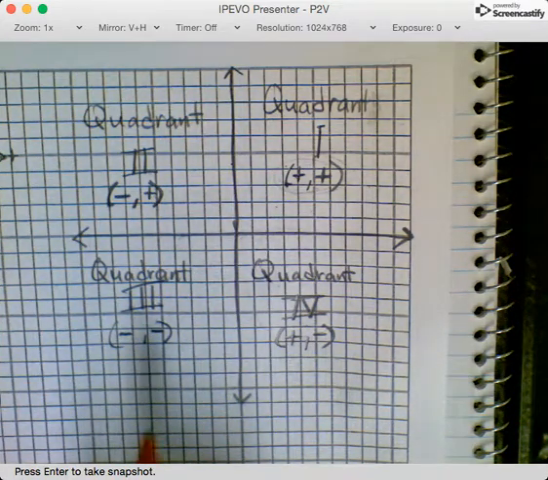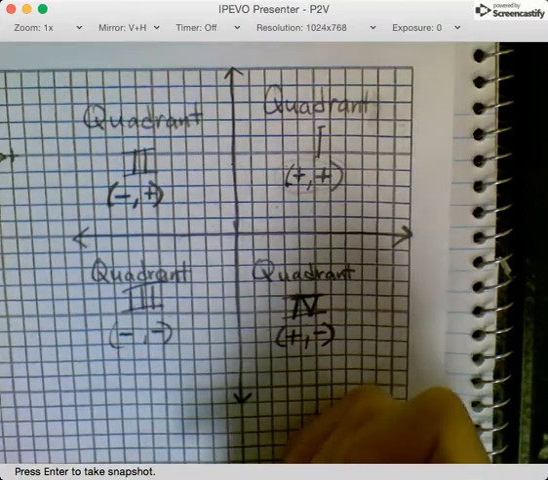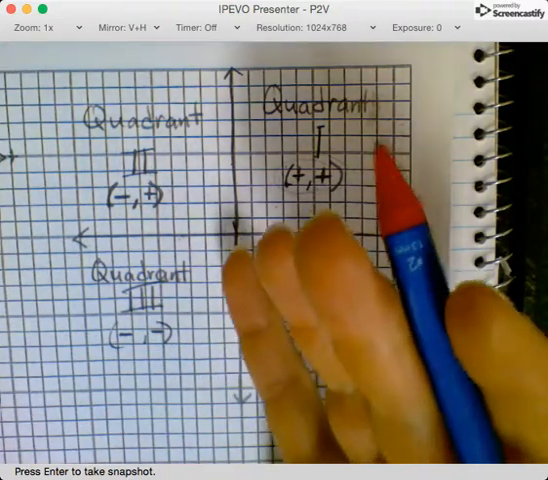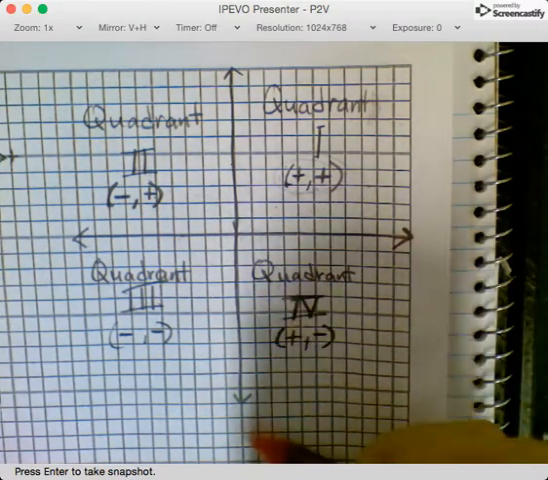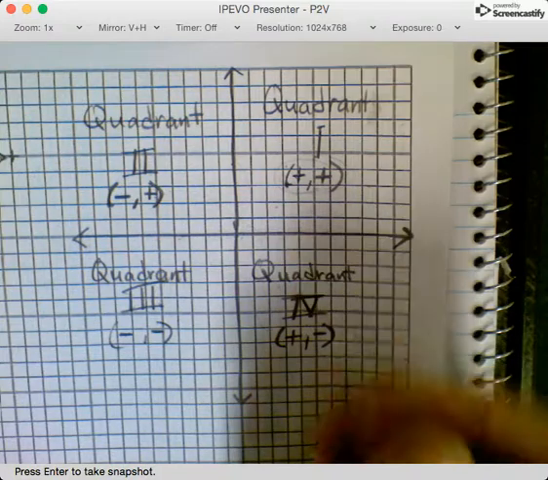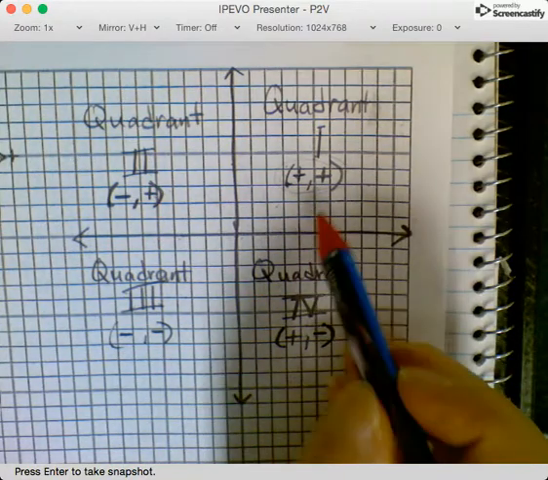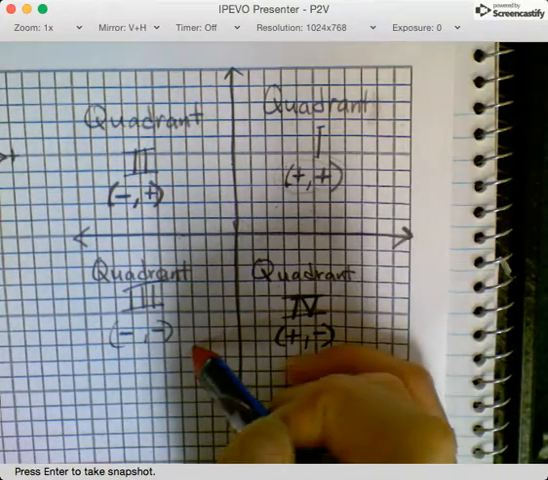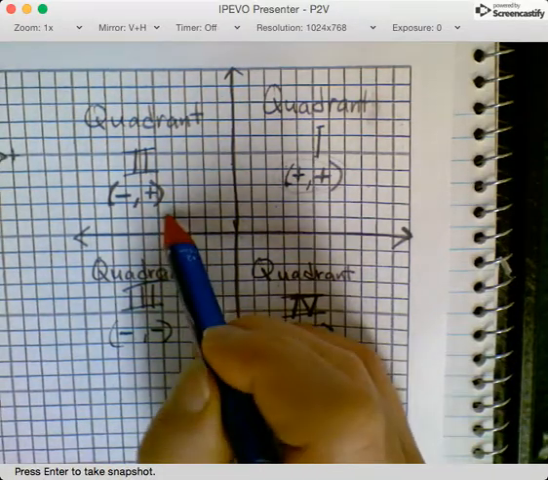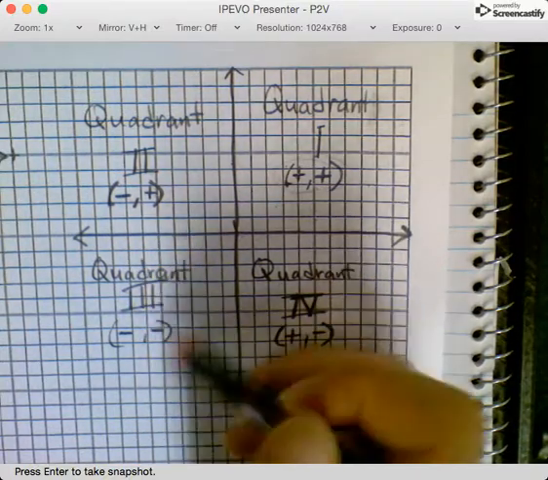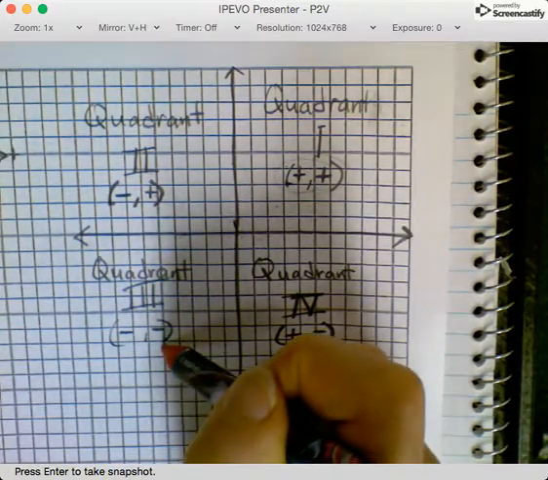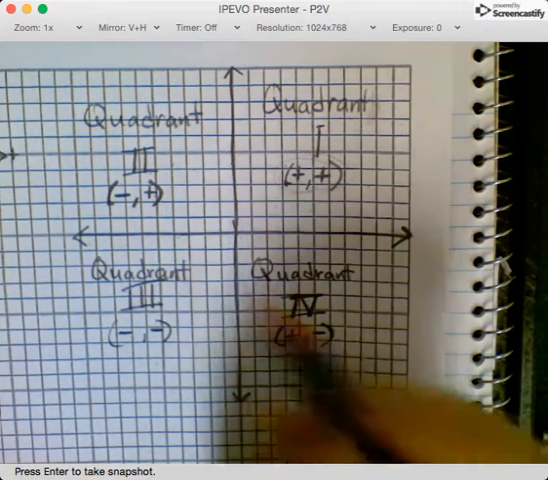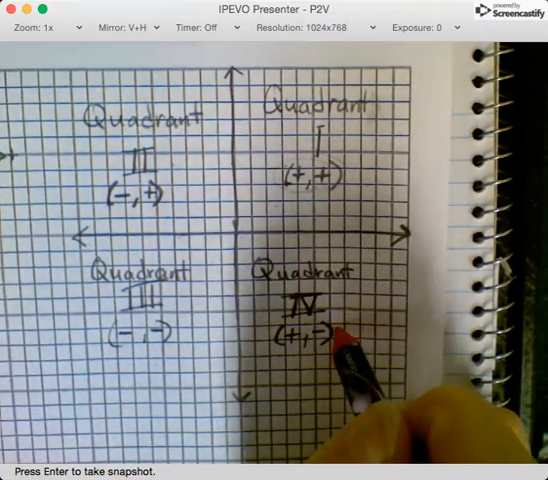So if you're trying to determine which quadrant a point is in, without even plotting points, you can figure it out. First, you would look at the signs of each coordinate. If they're both positive, it would be in quadrant 1. If they're both negative, they're in quadrant 3. I misspoke. If it's a negative and a positive, it's in quadrant 2. If it's a positive and a negative, it's in quadrant 4.